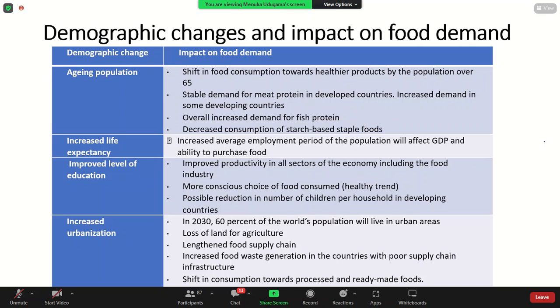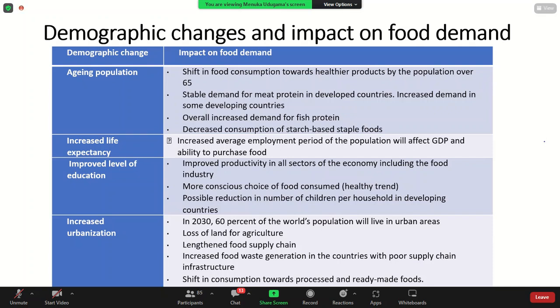So that will be another sort of an industry. There will be niche industries created, because of the increase in life expectancy and improvement in the level of education. People will demand different things, healthier products, convenient products, and so on. Urbanization can have an impact. So these are again something similar to what we discussed in the first day in terms of demand.